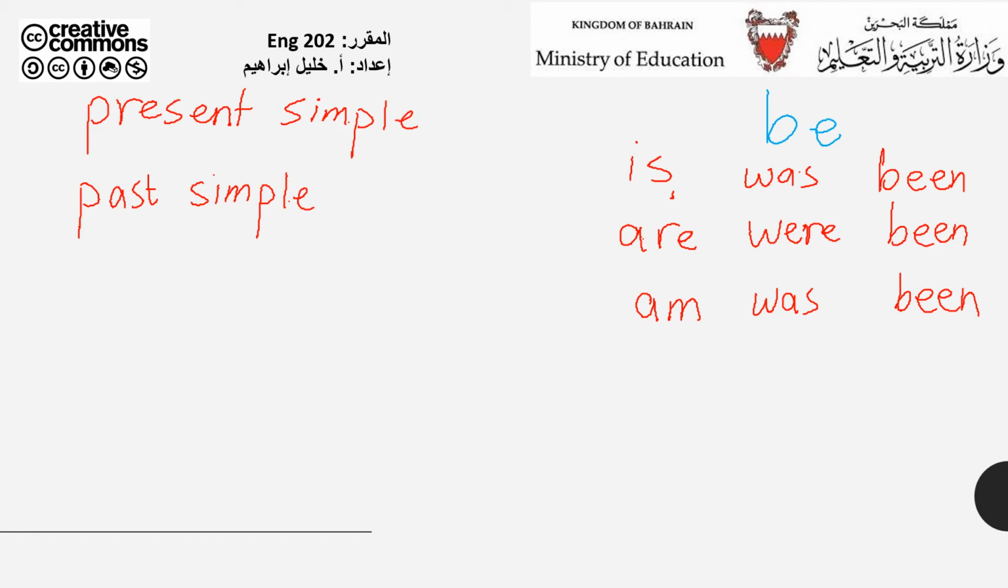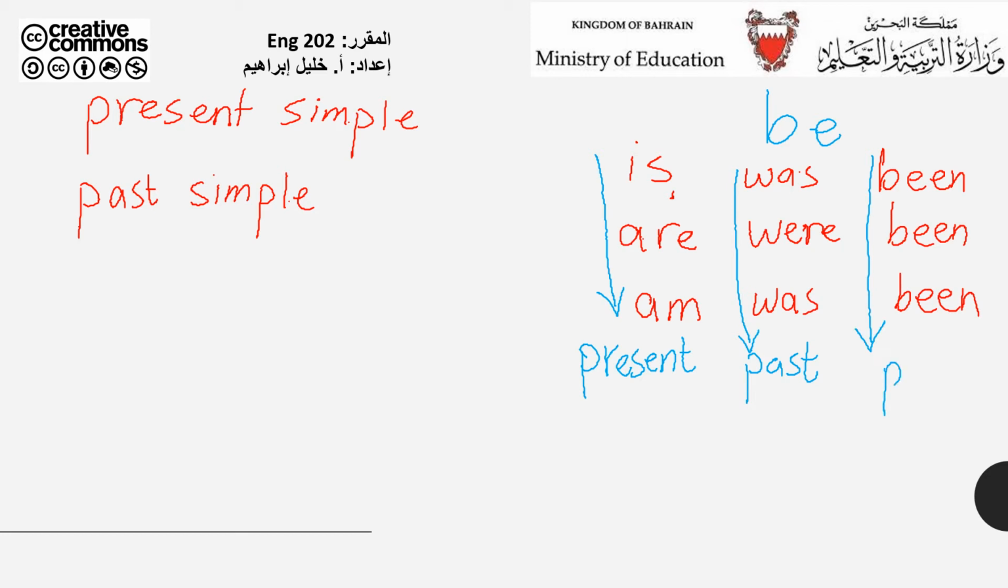It is very important to know the forms of be, and you should also know that is, are, am are used with the present, was, were are used in the past, and been is used as the past participle. This is very important because one step in changing sentences from active into passive is to use one of these verbs: is, are, am, was, were, or been, and so on.